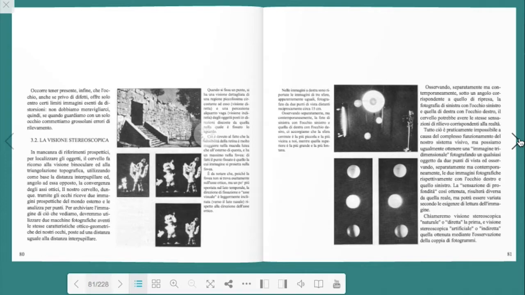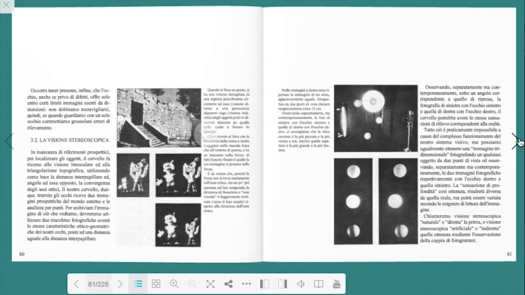All this is practically impossible due to the complex functioning of our visual system. But we can still obtain a three-dimensional image by photographing any object from two points of view and observing, separately but simultaneously, the two photographs respectively with the right eye and the left one. The sensation of depth thus obtained will be different from the real one, but it can be varied according to the reading needs of the image.